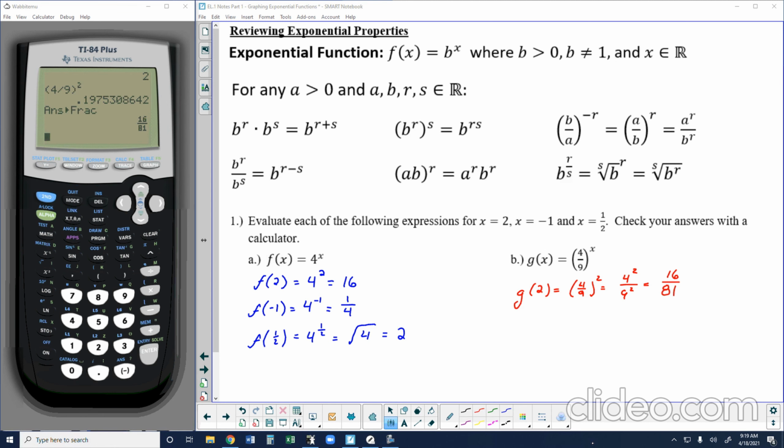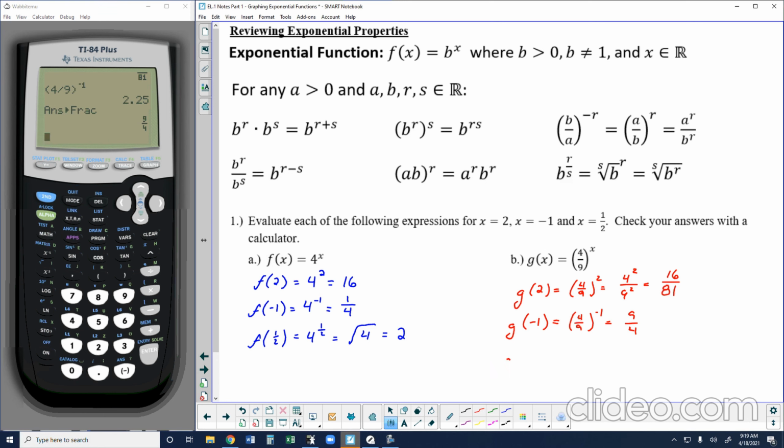Then g of negative 1 would be 4 over 9 to the negative first power. The first power isn't going to change the bases, but the negative will. It would create the reciprocal of 4 over 9, and this would be 9 over 4. Again, here I had a mistake there, but if we check that in the calculator, it's going to give us a decimal, which I can convert to a fraction, and we would see that that is, in fact, 9 over 4.